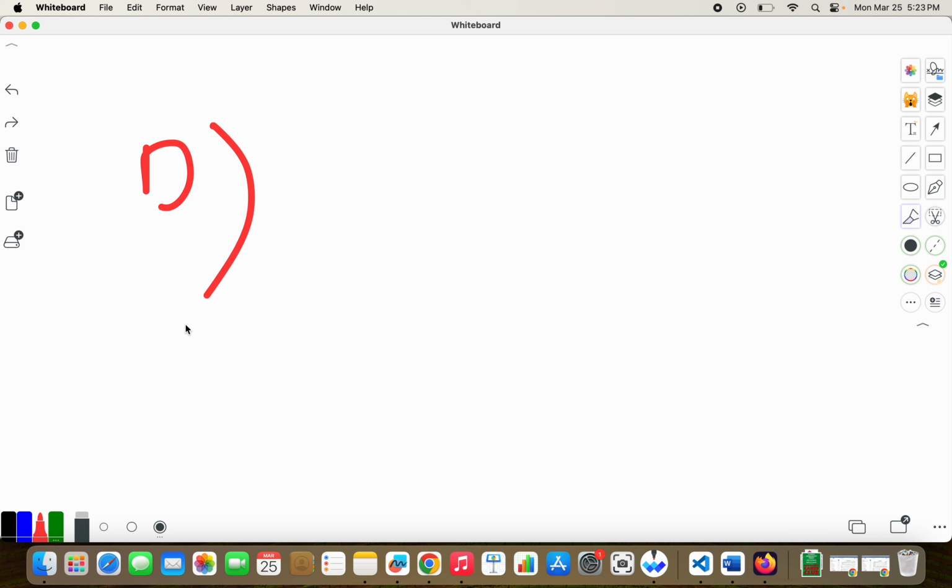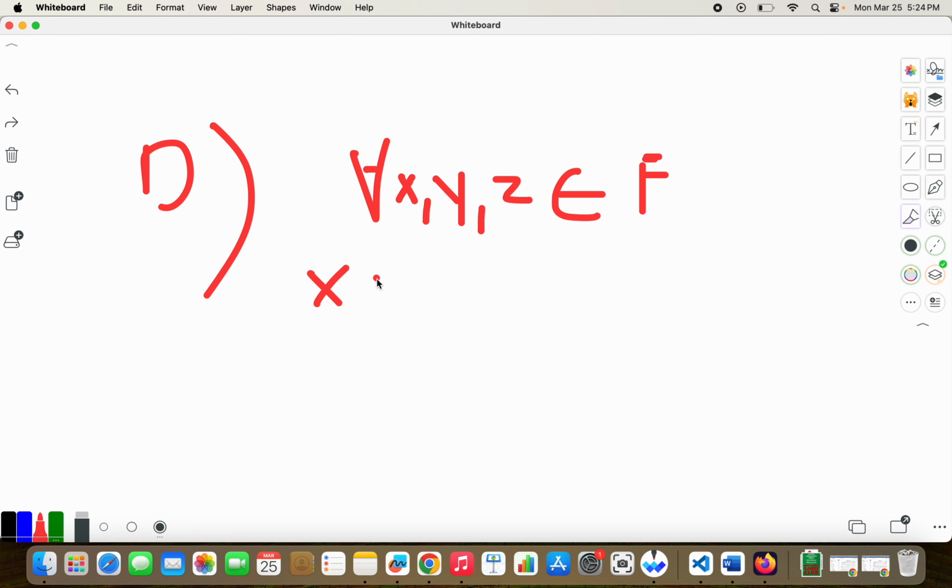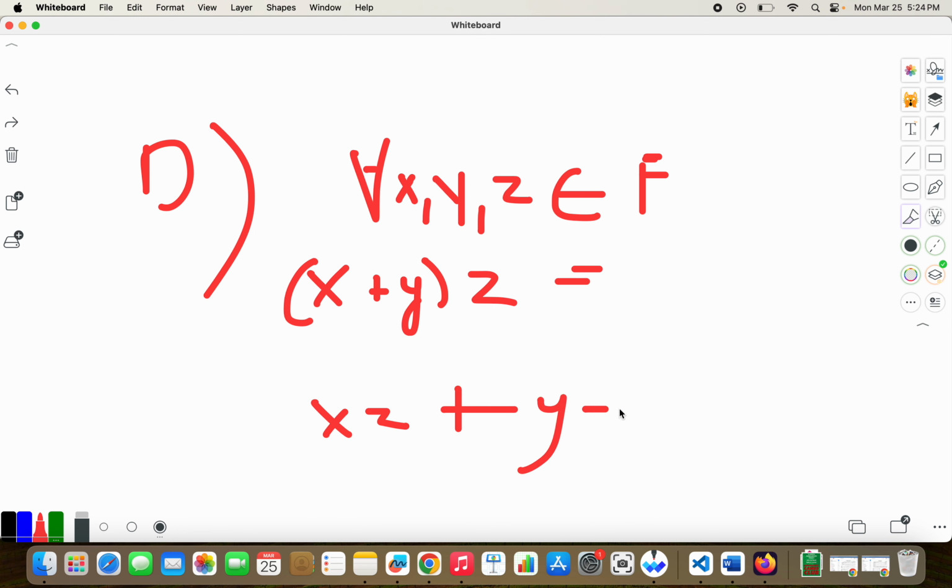What does this D mean? It means distributive property. So for all x, y, z, because you need 3 or more. You could put more, but 3 is the least amount you need. So x plus y times z equals xz plus yz. And the same thing is for negative numbers, but technically you could just say x plus negative y, so there's no need for that.